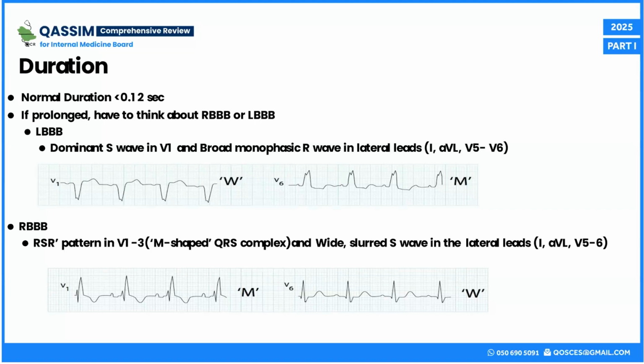And with a slurred S wave in the lateral leads, it is, again, the exact same thing. In this case, if you see there is a positive deflection in lead V1, indicating that the right system was activated first. Then it went away from the electrode, and then slowly depolarized from the right system to the left system.